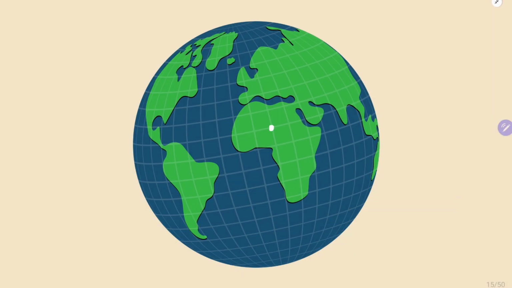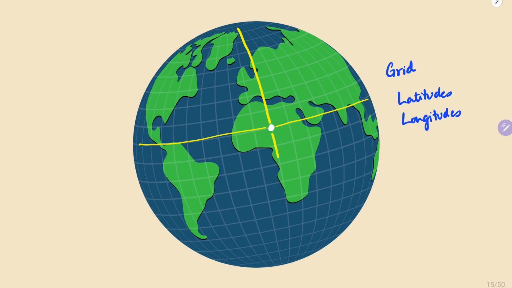To accurately locate places on the Earth, we use a grid system. The grid is made up of two sets of imaginary lines called latitudes or horizontal lines that run east to west, and longitudes or vertical lines running north to south. Let's explore them in detail.